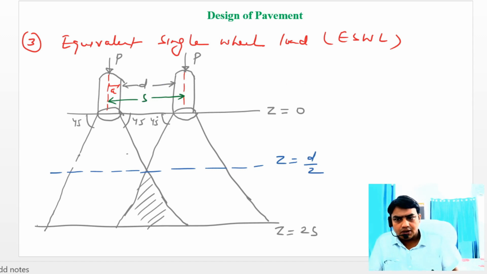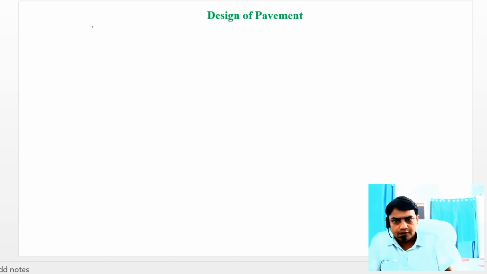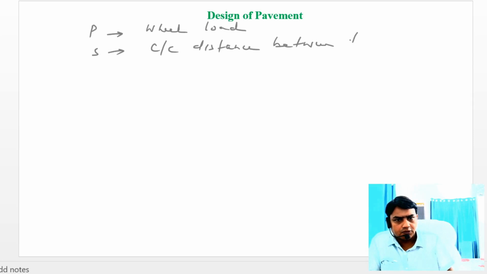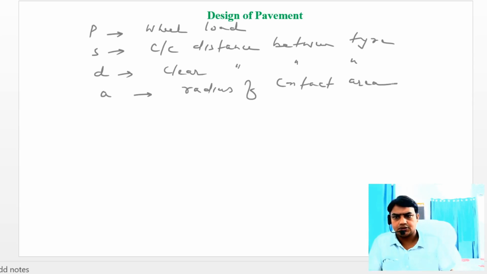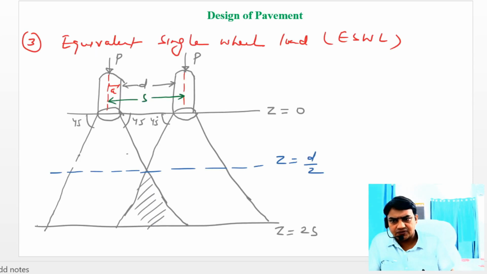So equivalent single wheel load. Firstly, I will write the notation. P is the wheel load, S is the center to center distance between tire, D is the clear distance between tire, small a is the radius of the contact area. So here we can see that one graph is also there.